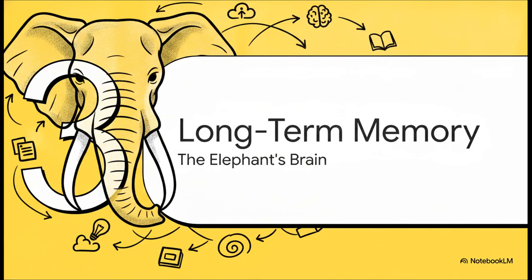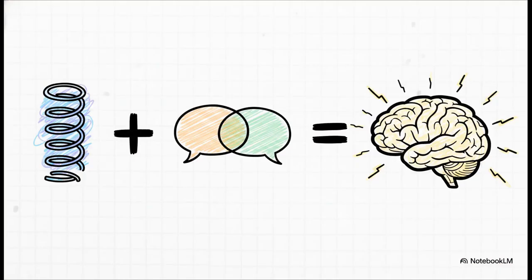Part 3. Building long-term memory. The elephant's brain. To solve this goldfish memory issue without blowing up our token costs, we need a much smarter approach. We need the bot to understand the deep past of the conversation, but without forcing it to read a raw 10,000-word transcript every single time you hit enter. This is where we introduce the hybrid long-term memory formula.